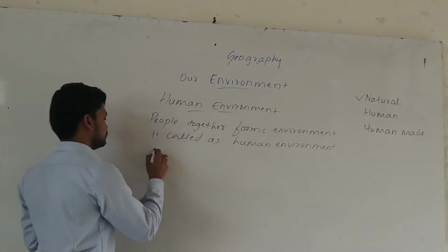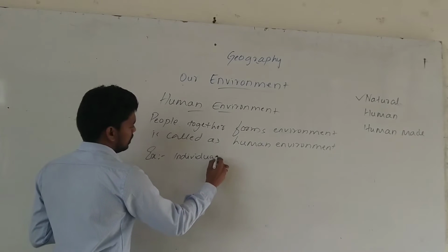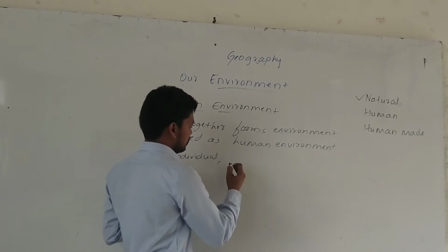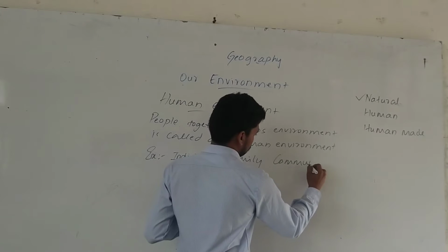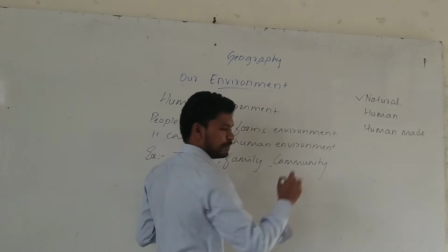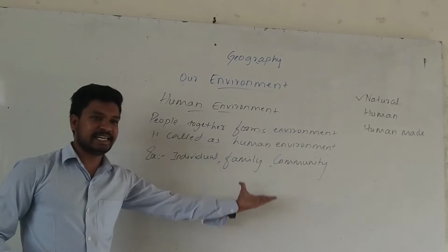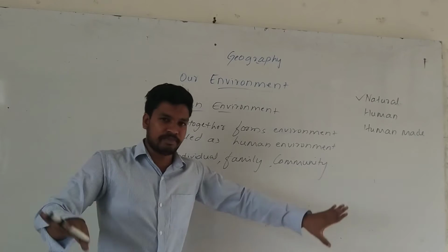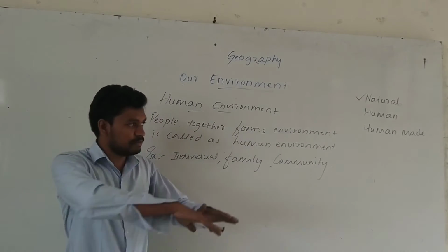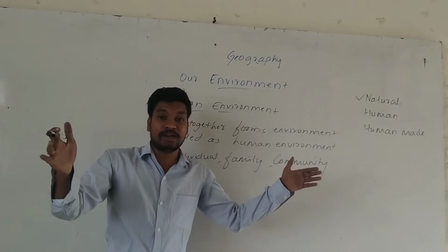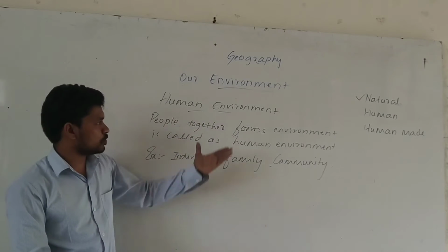For example, an individual also comes under this. An individual is a single person, then family, community, a group of people. This is an example of the human environment, the environment which is created by human beings. Take the school environment: here we have students, teachers and other faculty members. All these people form the environment here. The school environment is an environment of humans, so it is called the human environment.